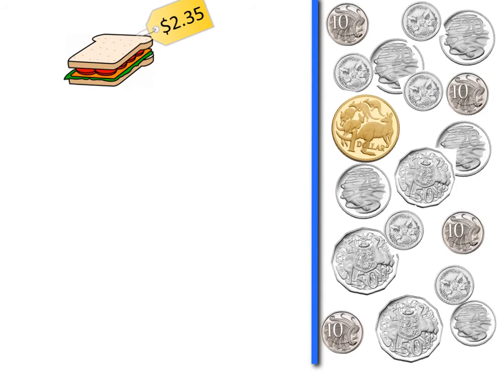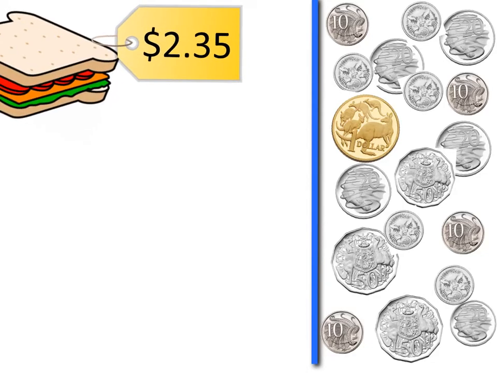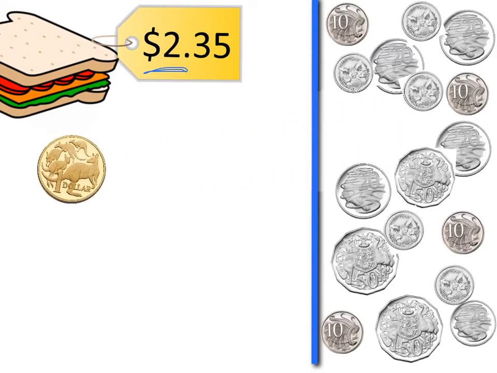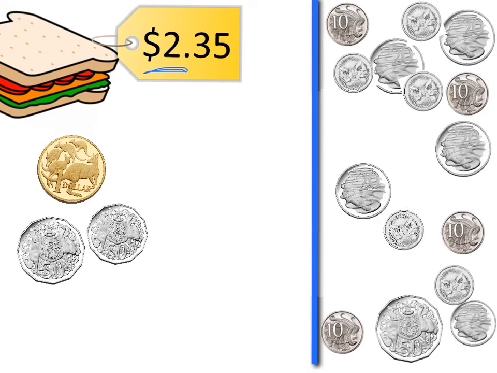Okay, let's have a look at this second example. Now, at the shops, I want to buy this sandwich and it costs $2.35. And over here, this is what I've got in my pocket today to buy that sandwich. So, first of all, just like before, we want to make the dollar amount first. So we need $2. I could use a $1 coin. And I could also use two 50-cent coins to make the $2.